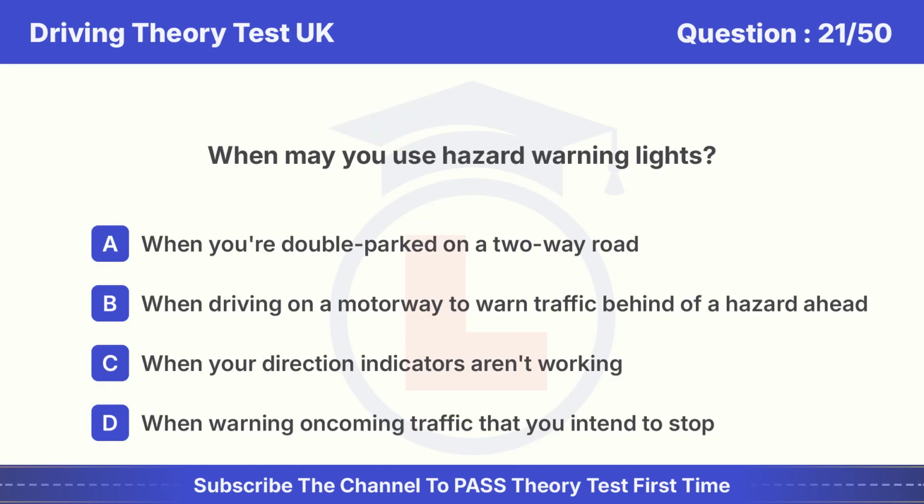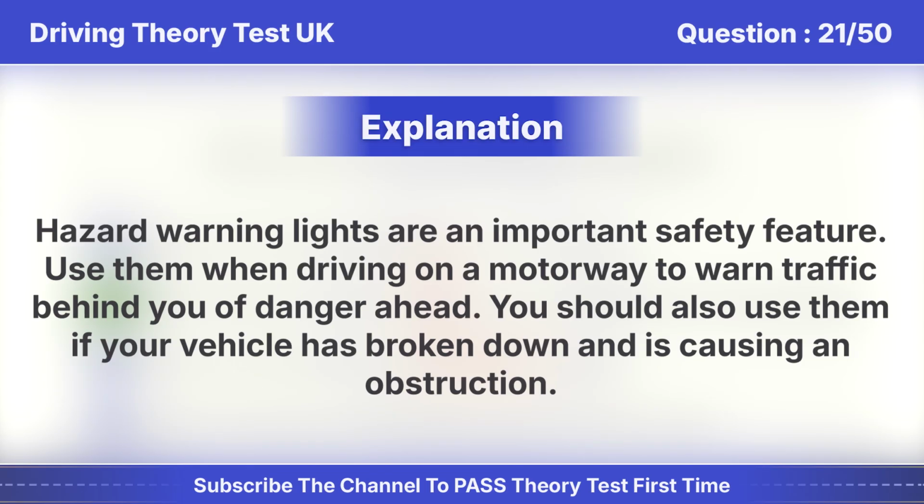Question 21. When may you use hazard warning lights? Answer is B. When driving on a motorway to warn traffic behind of a hazard ahead. Hazard warning lights are an important safety feature. Use them when driving on a motorway to warn traffic behind you of danger ahead. You should also use them if your vehicle has broken down and is causing an obstruction.